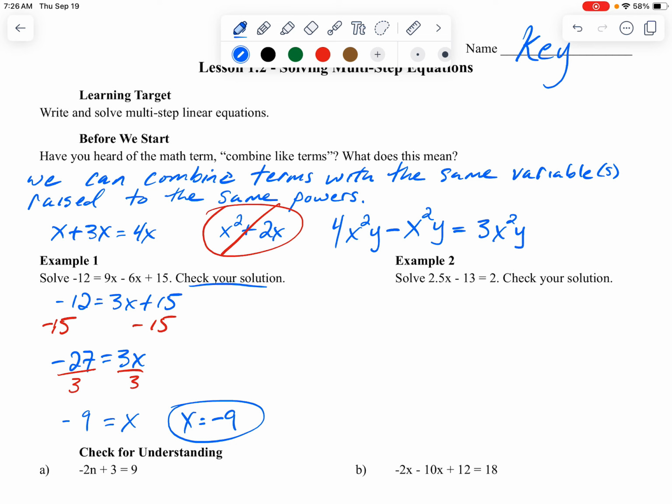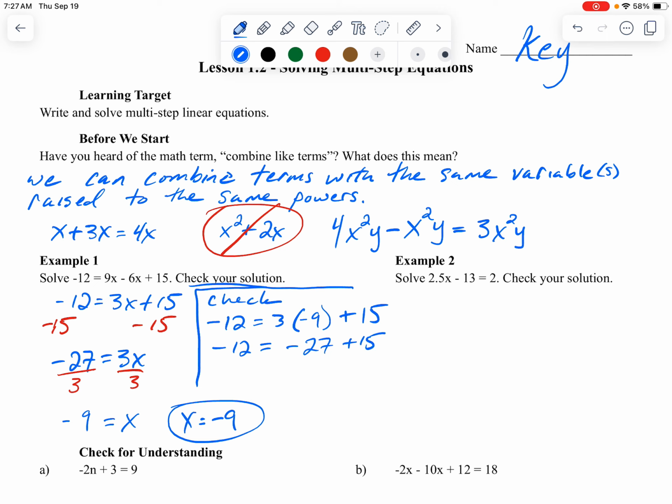Okay, in order to check our solution, I'm just going to section this off here. This is our check. We are going to plug our variable back into the original equation. Since this is just a simplified version of that, we can plug it in here too. That's fine. If we've combined the like terms, we can plug it in there. So negative 12 equals 3 times negative 9 plus 15. And we can just simplify and see if this is actually true. 3 times negative 9 is negative 27 plus 15.